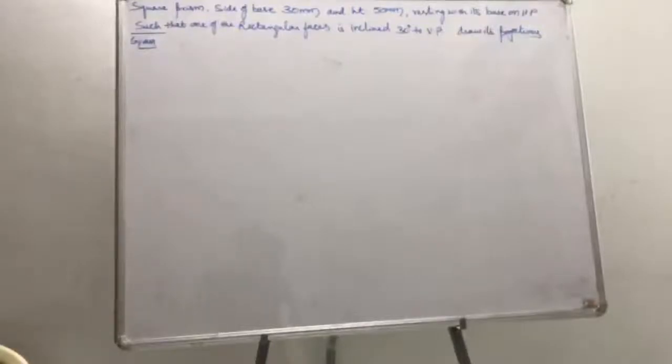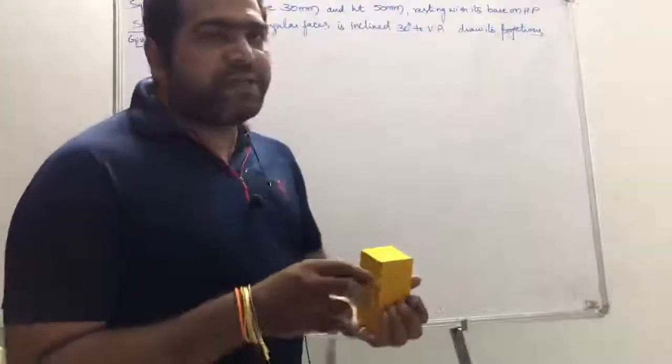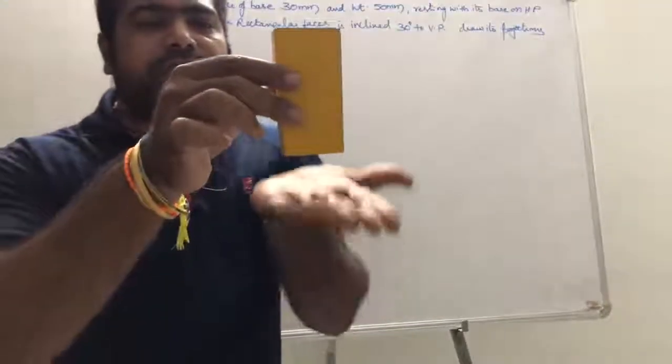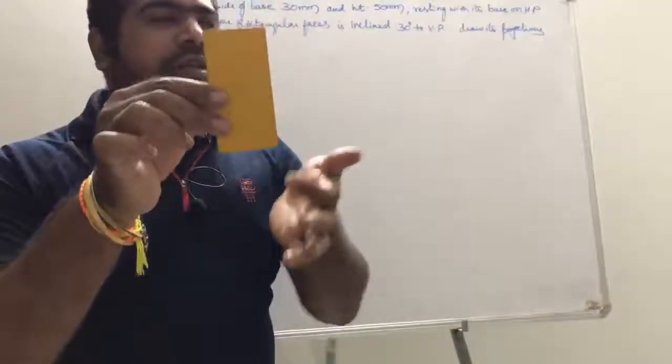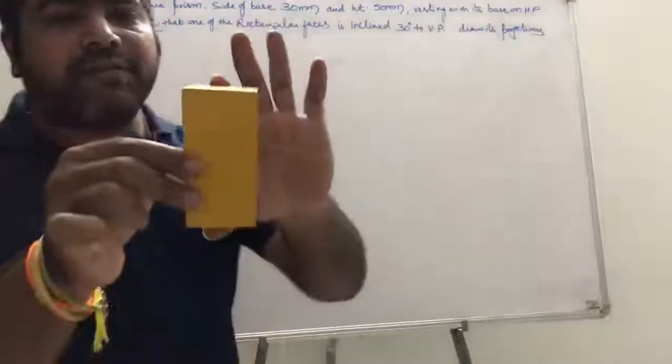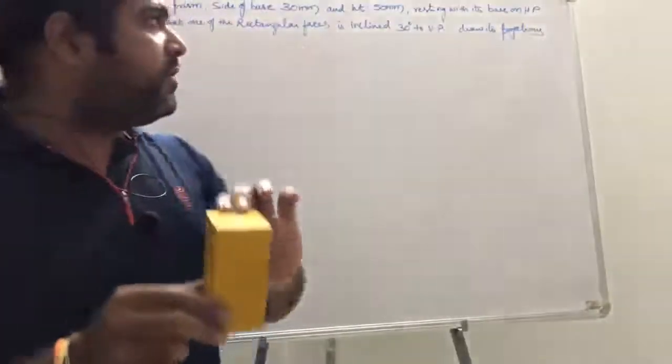Okay, I will just complete this problem and then stop for today's session. The square prism is given, with the side of the base 30 mm and the height of the solid 50 mm.